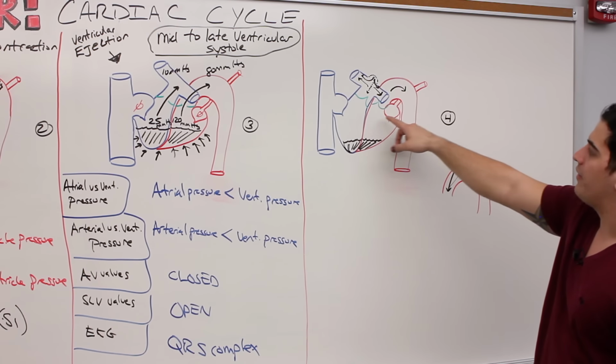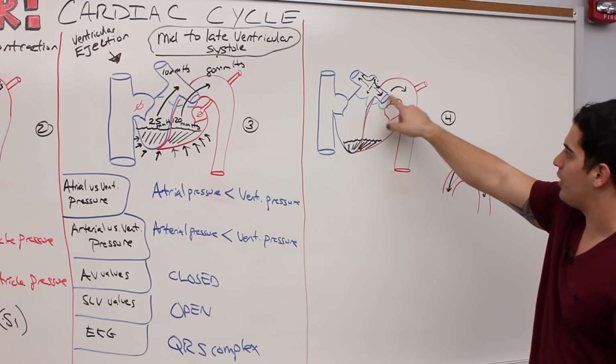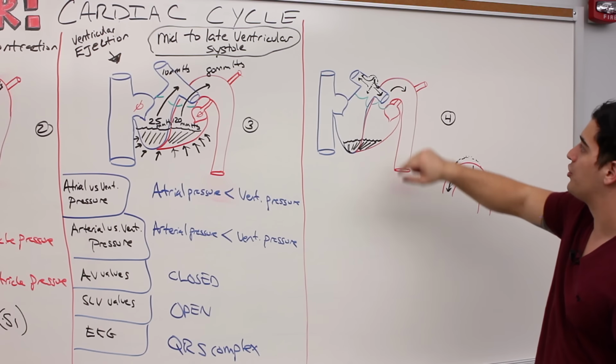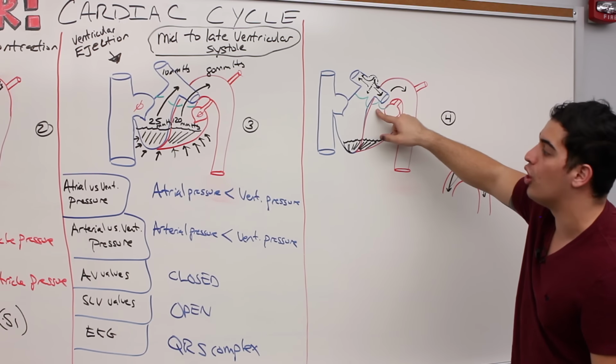When you look at a graph here, and I'll show the graph after, there's going to be a brief rise in aortic pressure right here. They actually call it the dicrotic notch, when there's that brief rise in aortic pressure, because it snaps the semilunar valves closed.